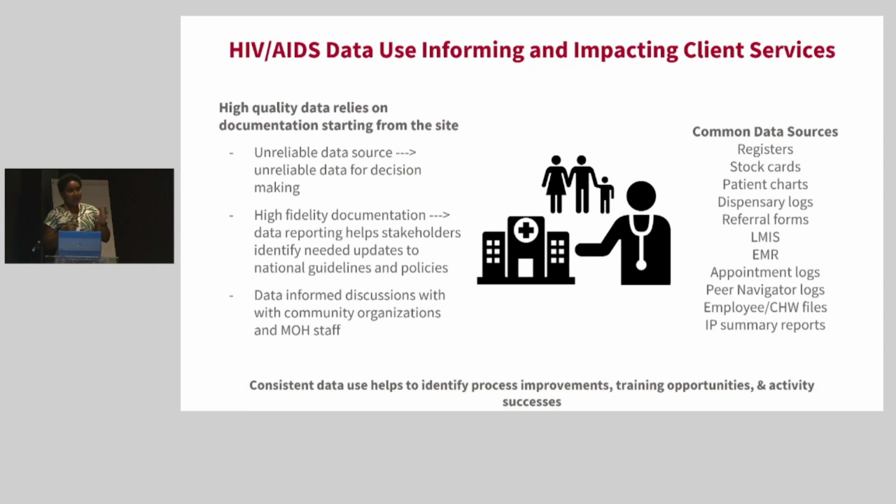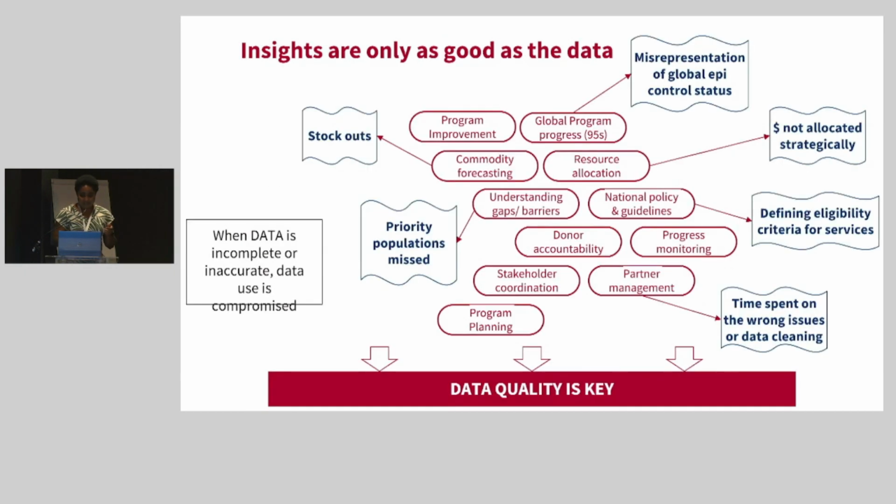So when you think about your common data sources that inform the quality of your data, think of your registers, think of your stock cards. As IPs, you might have summary tools that you send to data managers and they have to fill out. How can those be improved to make easier the collection of data and improve the quality of the data?